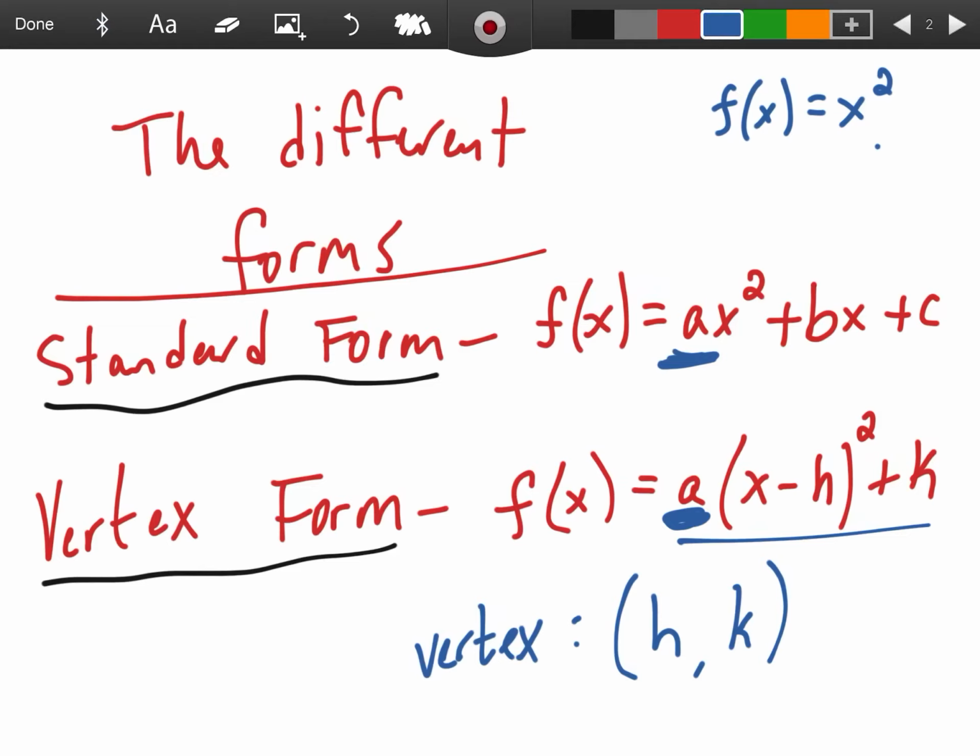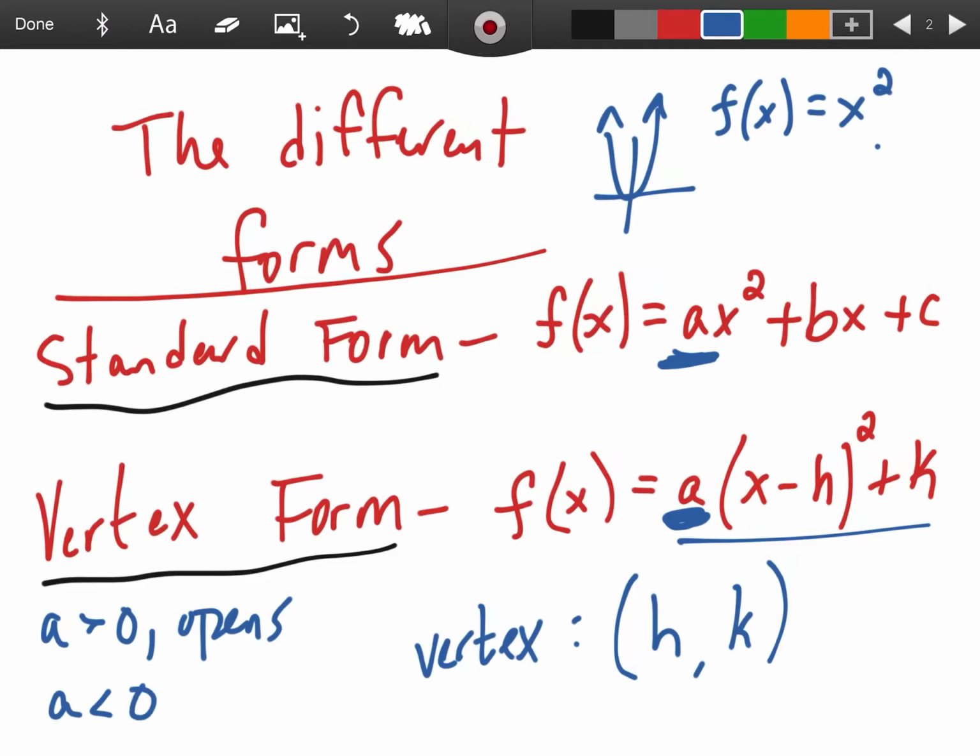And what we can see here is that a tells us what direction the parabola is going to open. Usually, parabolas open up. So if a is positive, it's going to open up. However, so a is positive, or a is greater than 0, opens up. If a is negative, think about what happens if we were to change this to f of x is equal to a negative x squared. That reflects it, right? A negative x squared reflects it over the x-axis. So reflecting over the x-axis is going to make it open down. So when a is greater than 0, it opens up. When a is less than 0, it opens down, in vertex form and in standard form.